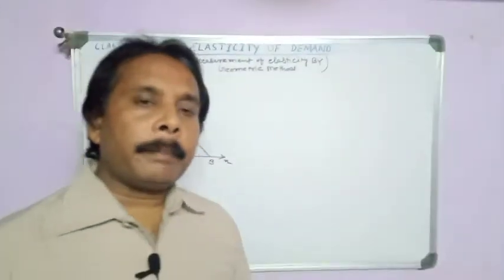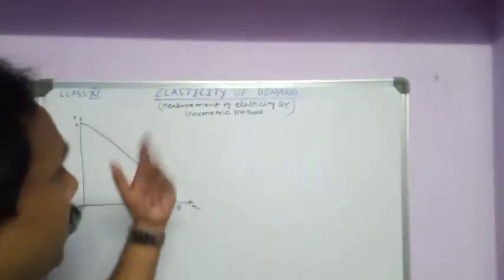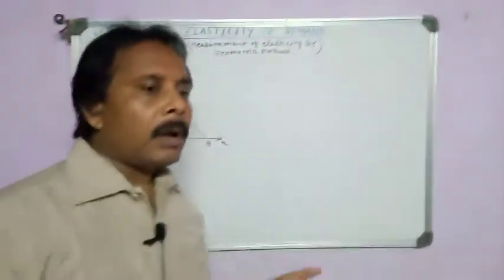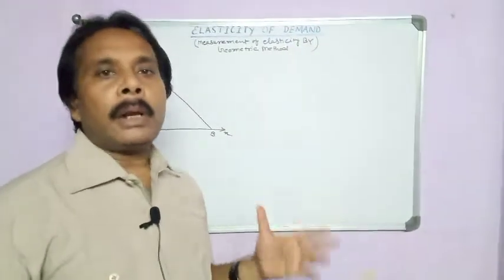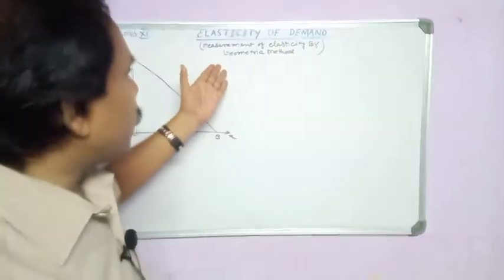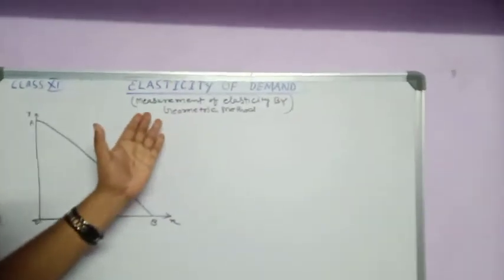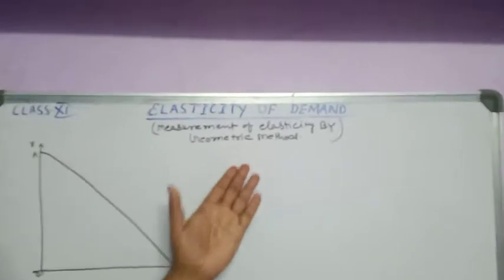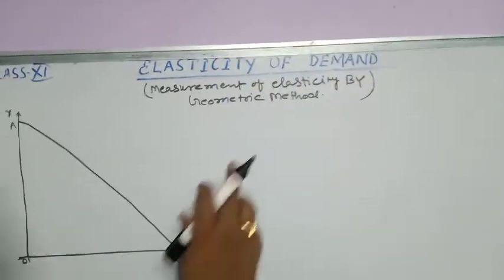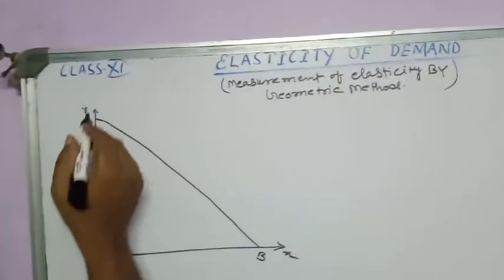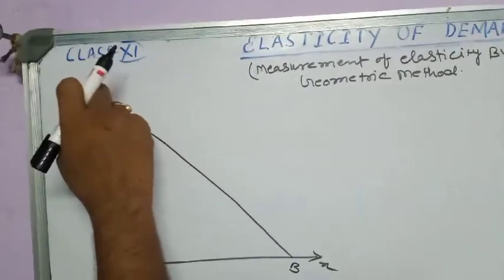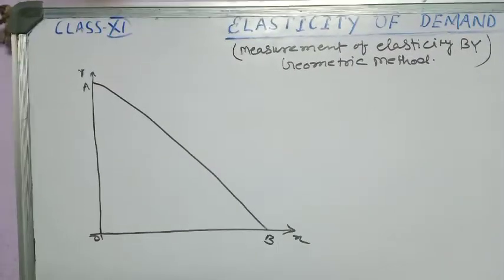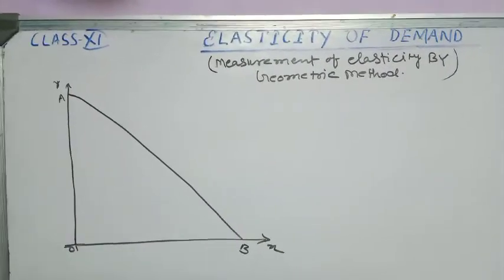So we have already completed degree of elasticity of demand, measurement of elasticity of demand by proportion method or percentage method, and total expenditure method. So that is the third method, that is known as geometric method. So how we can measure the elasticity with the help of this method? First of all, I have taken two axes, y and x. AB is a demand line, or you can say AB is a segment.